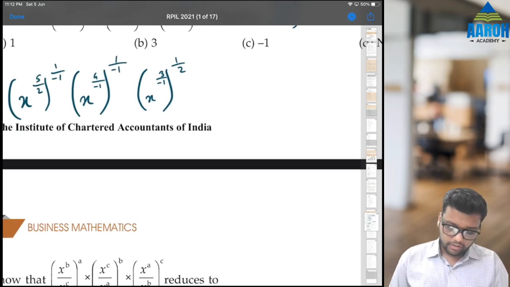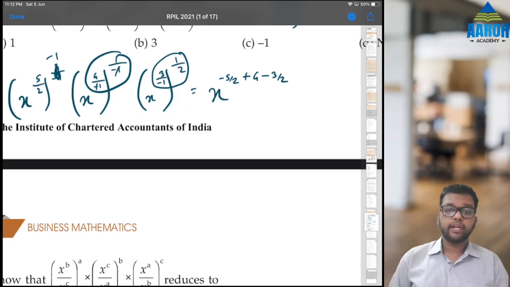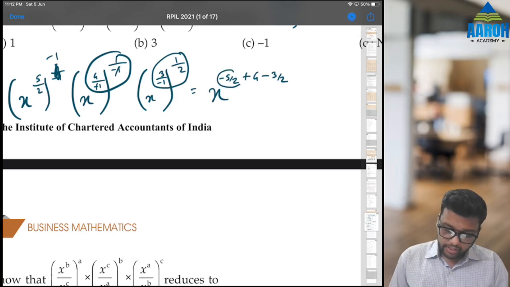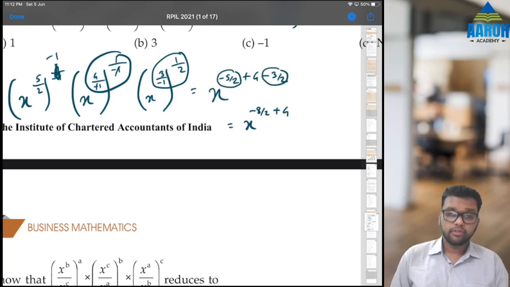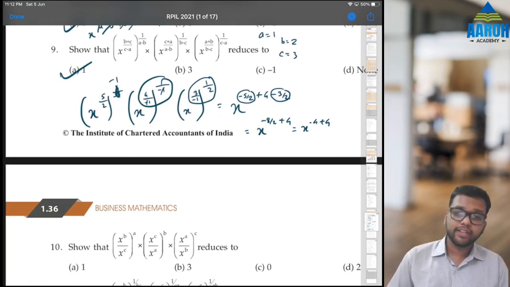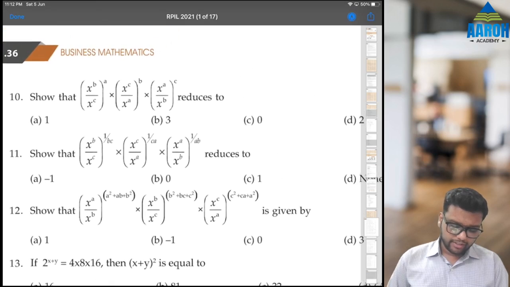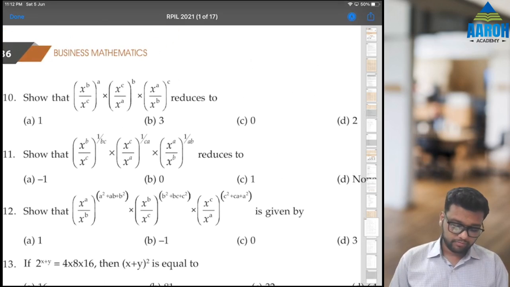Let's try it out. This will be x raised to, this is minus 1, right? So minus 5 by 2, plus this power will be added, minus 1 nothing, so 4, and again this we can multiply, so minus 3 by 2, right? So let's add this: minus 5 by 2 minus 3 by 2 means minus 8 by 2, plus 4, that is x raised to minus 4 plus 4, that is x raised to 0, x raised to 0 is 1 again, right? 10th. This reduces to, again no need to put values because this is quite simple.